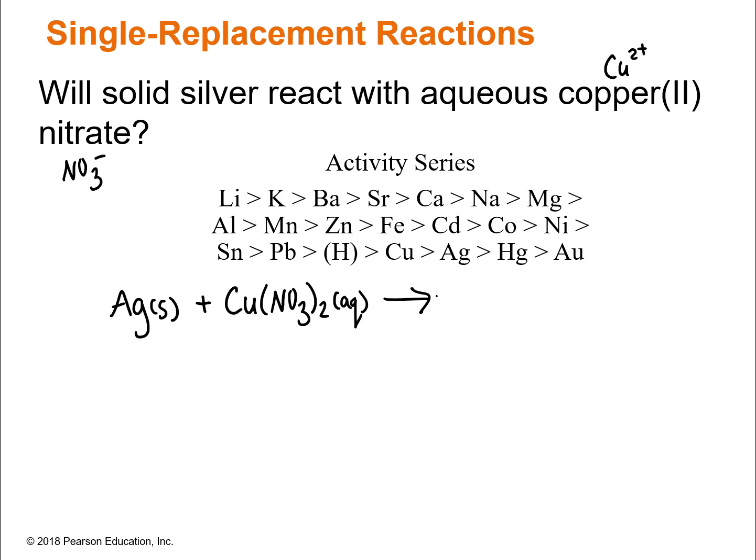So we need to use the activity series to see if that silver is more or less active than copper. Here's copper, here's silver. Copper is before silver, so that means that copper is more active. So we're not going to have a reaction here. That silver is just going to hang out and sit. So will it react? No. There's no reaction.